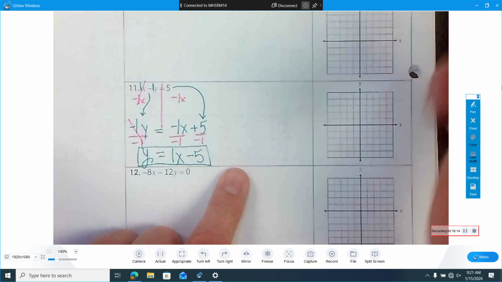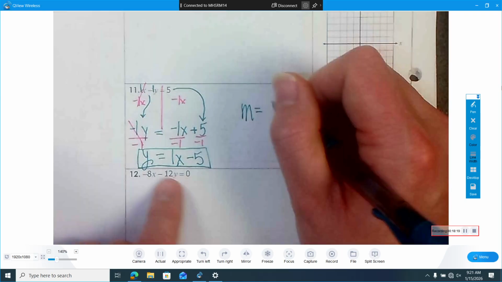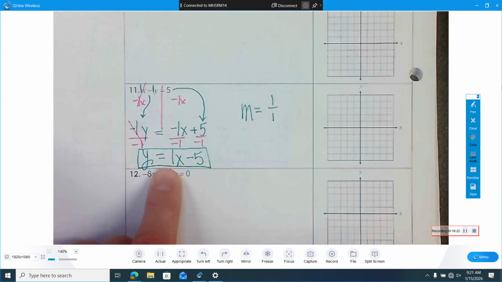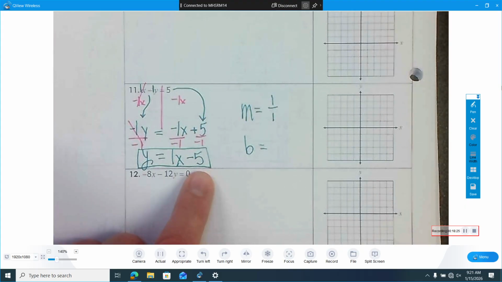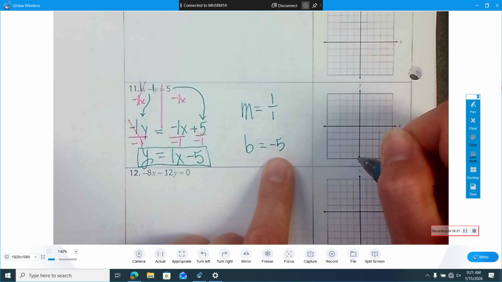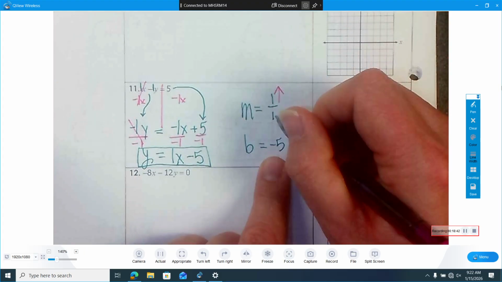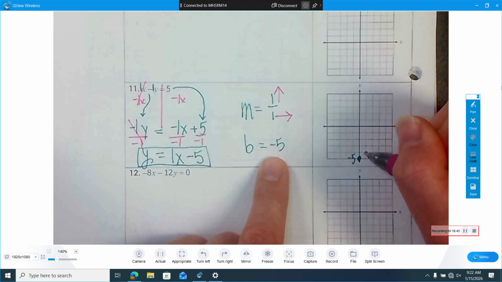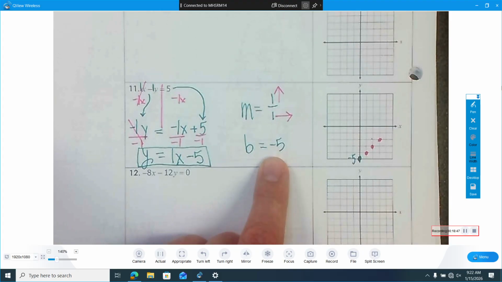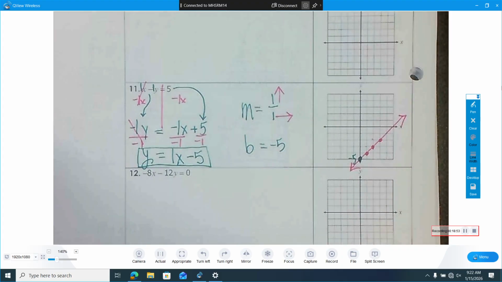Okay. What is our m? 1 over 1. I love how you said that as a fraction. That was beautiful. And what is our b? Negative 5. All right. So we're going to begin at negative 5, which is right down here on my y-axis. And what does my slope 1 over 1 tell me to do? Up 1 and right 1. Up 1, right 1. Up 1, right 1. And nice arrows on that line.